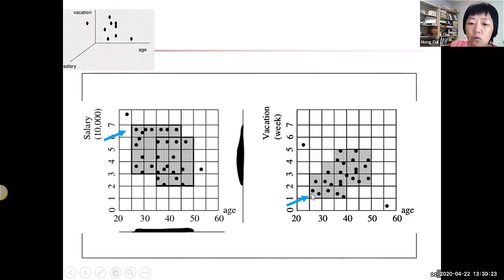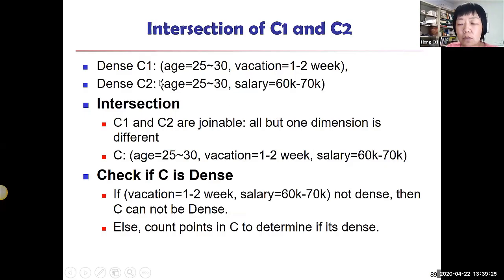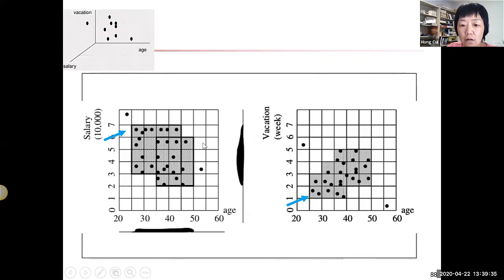But we will first work on this unit that was pointed at with a blue arrow. We have a dense unit C1 and dense unit C2. Dense unit C1 was age 20 to 30, vacation 1 to 2 weeks. And the other is this age range and makes this much salary.